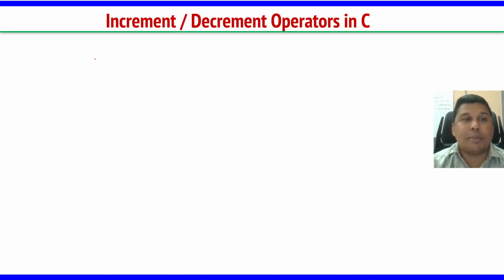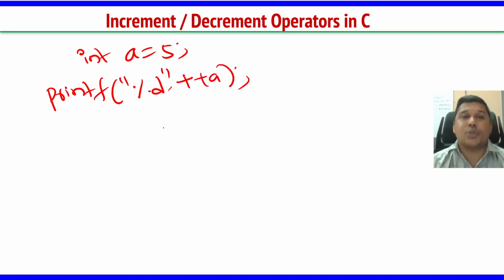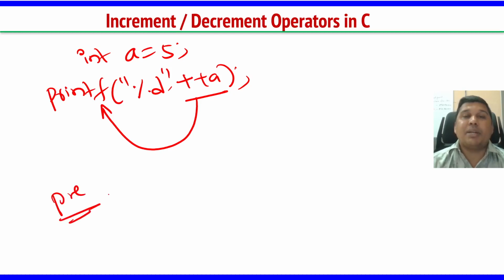Okay. Same program again: int a = 5, printf("%d", ++a). In this case, you see, here it is pre-increment. Is it a standalone statement? No, it is not standalone, because it is involved in a programming statement, printf. Then what is the role of pre-increment? Pre-increment says increment the value first, then you use it.